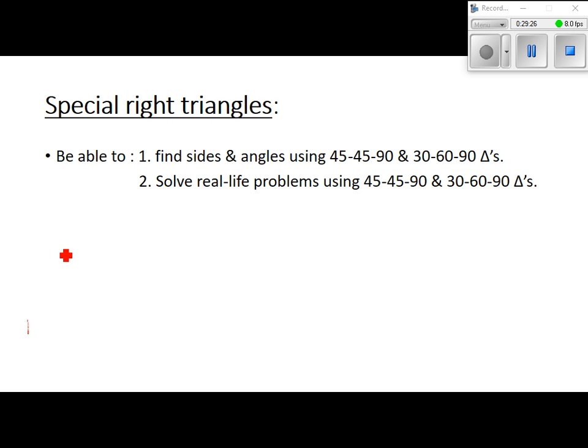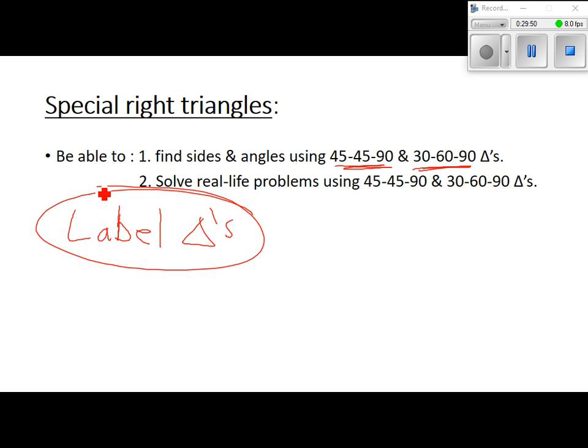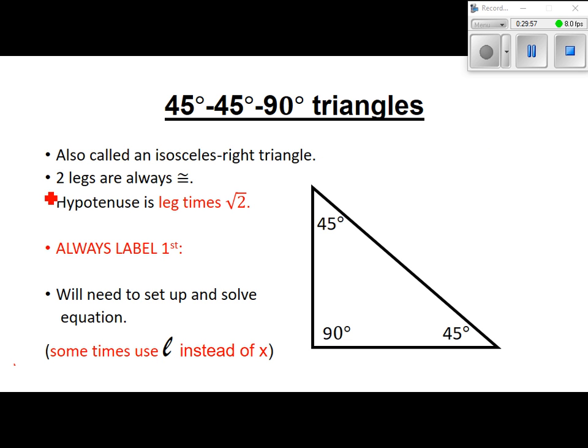Special right triangles. Be able to find the sides and angles using 45, 45, 90 and 30, 60, 90 triangles. Those are the special right triangles that we're going to talk about. In these triangles, the main thing, when you get one of these triangles, is you've got to label the triangles. These are very, very simple if you label them. If you don't label them, then you make them more difficult. Fill in what you need to fill in on this part.